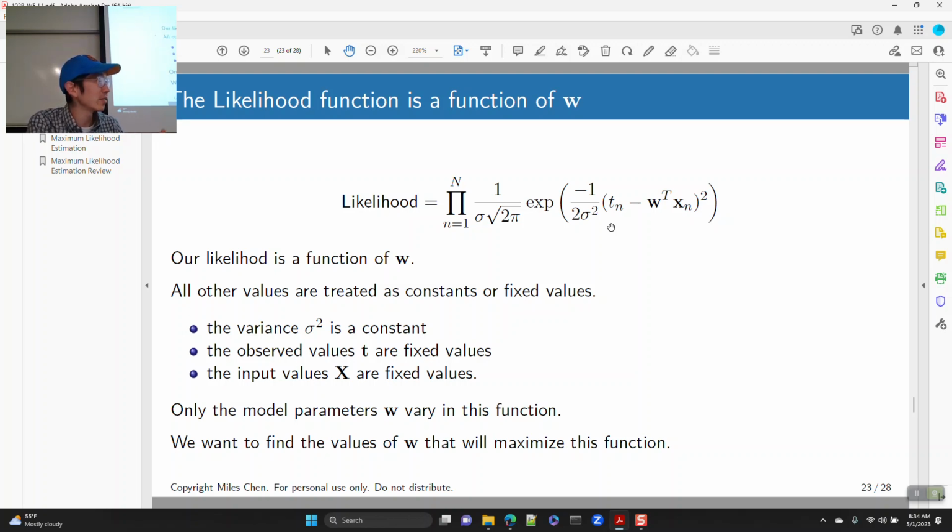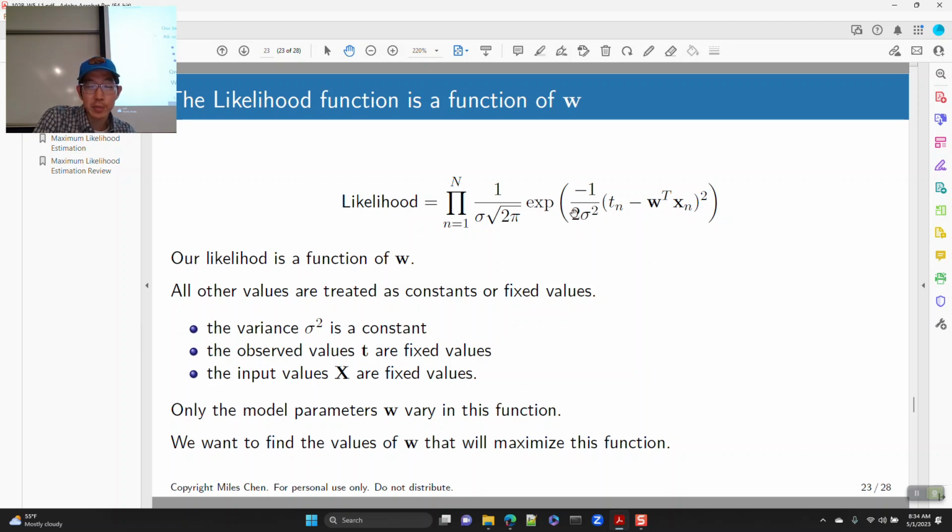So maybe we have a data set, say we're looking at the Olympics data set with the foot race, 100-meter dash winning times. So we have all of the input values x of n, which is like 1896, 1900, 1904, 1908. And then t sub n is like the winning race time was 12 seconds, 11 seconds, and 10 point whatever seconds. And so we're going to treat those values as fixed.